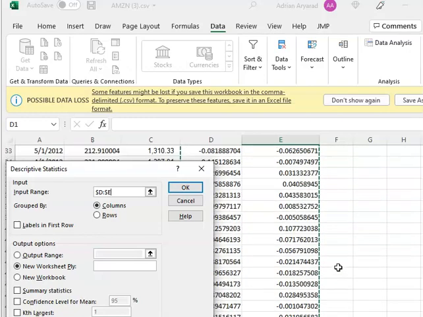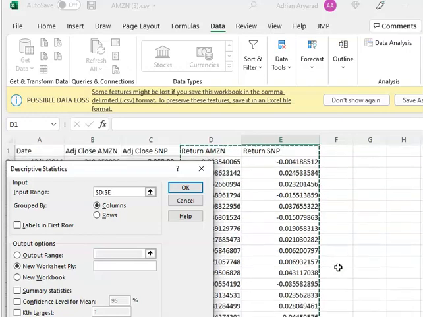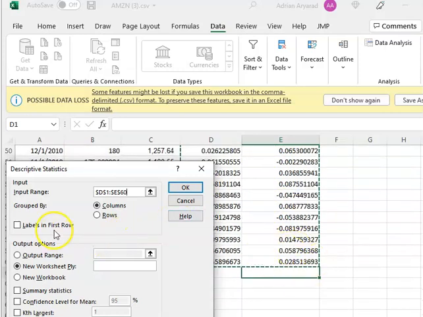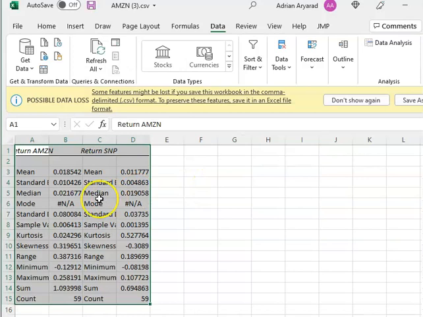Alright, so I made a mistake here. Let me change it one more time. I select the labels first, and then Control Shift down. Yeah, they're selected. Labels in the first row. If you don't check this, one of the rows will not be calculated, and you want summary statistics here. Okay, that's all. So make sure everything is good, and then click OK.